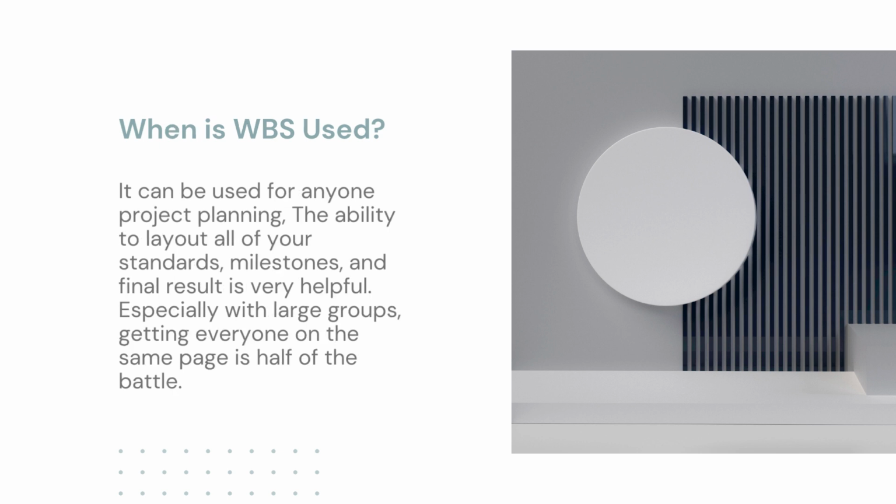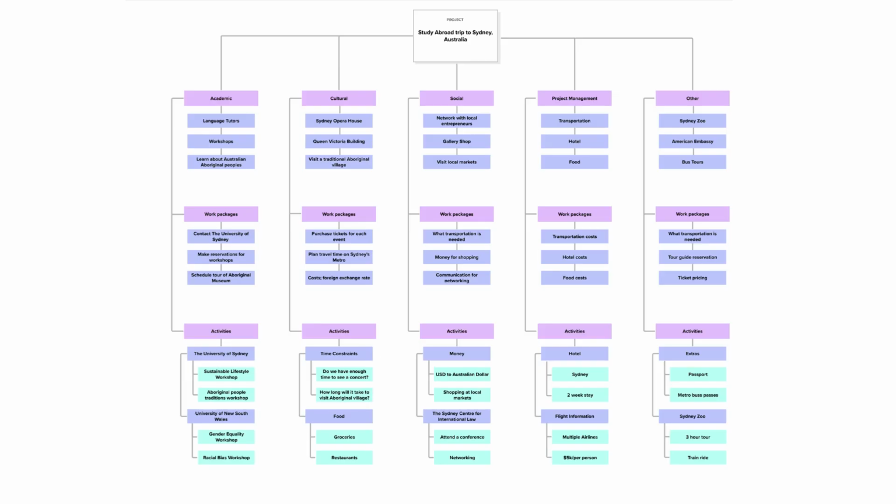When is WBS used? It can be used by anyone in project planning or project management. The ability to lay out all of your standards, milestones, and final result is very helpful when looking at it from a big picture, and especially with large groups. Getting everyone on the same page is half the battle. So having it clearly laid out for everyone, and then knowing where you're at and where you need to be and what they need to do, is going to be very, very effective in actually completing that.